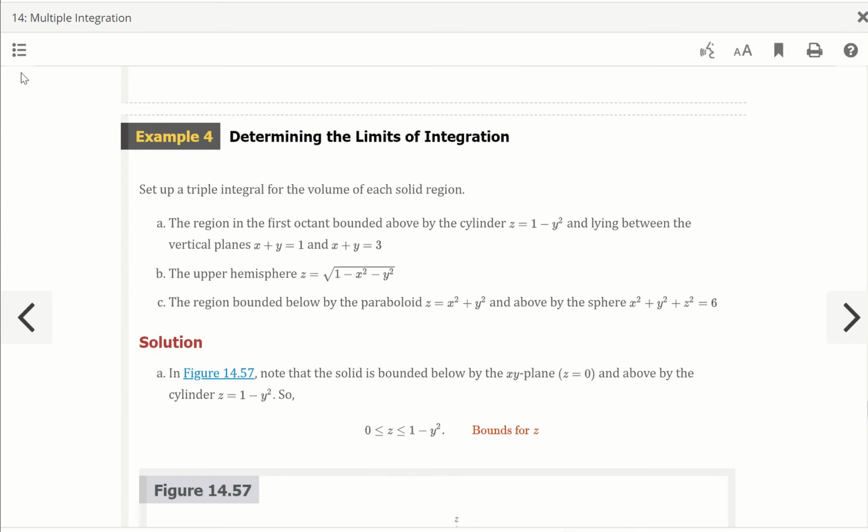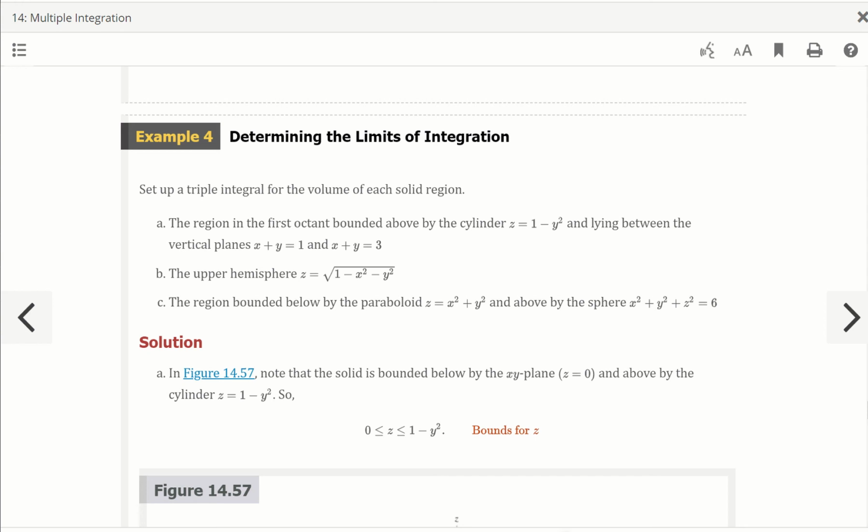Let's take a look at the next example. We want to determine the limits of integration. In example 4, we want to set up a triple integral for the volume of each solid region. The first one is the region in the first octant bounded above by the cylinder z equals 1 minus y squared and lying between the vertical planes x plus y equals 1 and x plus y equals 3.